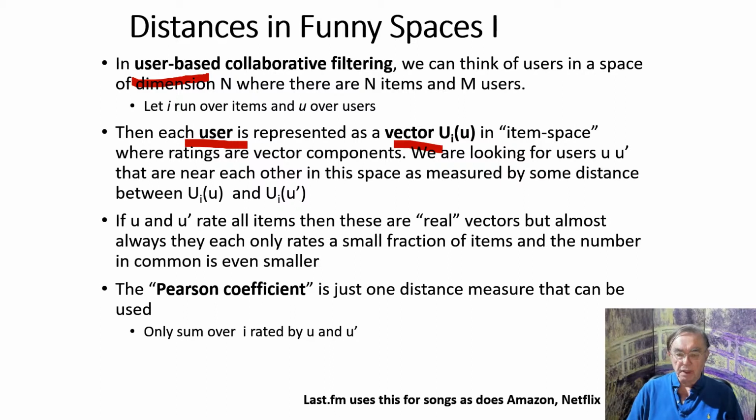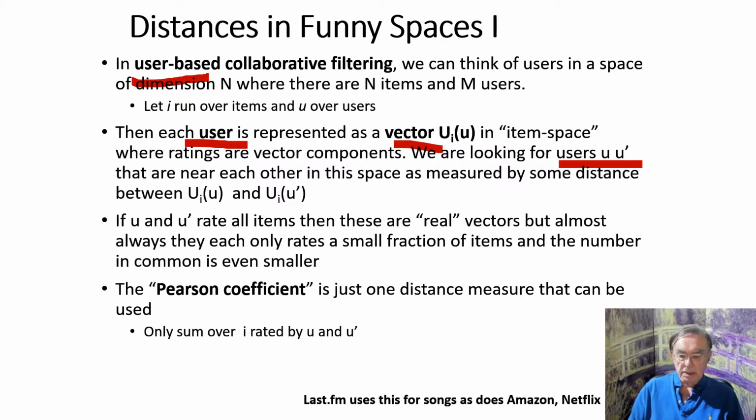And we're trying to find, so we have vectors, which are sort of a bit peculiar, because some of the items you've not seen at all, and there's a difference between a rating of 0 and not seen. So actually this space is not a true vector space. It's a vector, but not a vector space. And we still want to find users which are near each other. And we only need to count the items where they've both actually seen the item in calculating the distance.